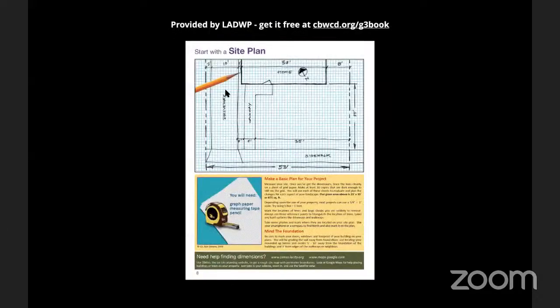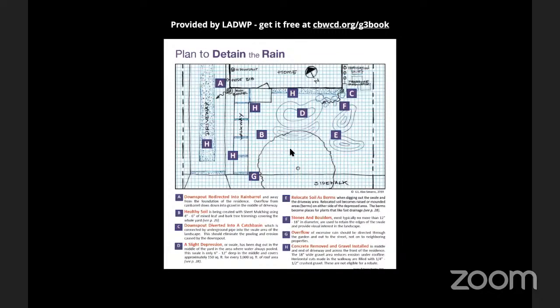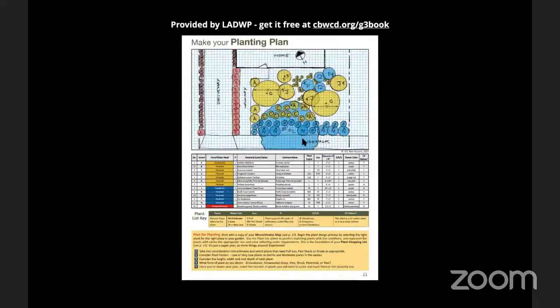And they have an area talking about the site plan. Again, here they say 1/4 of an inch equals a foot as a basic to start with, which would be true for smaller properties. But for larger suburban properties, I would go with 11 by 17 graph paper, probably 1/8 of an inch equals a foot. And they even walk through thinking about holding on to that rainfall and then drawing out your plants.